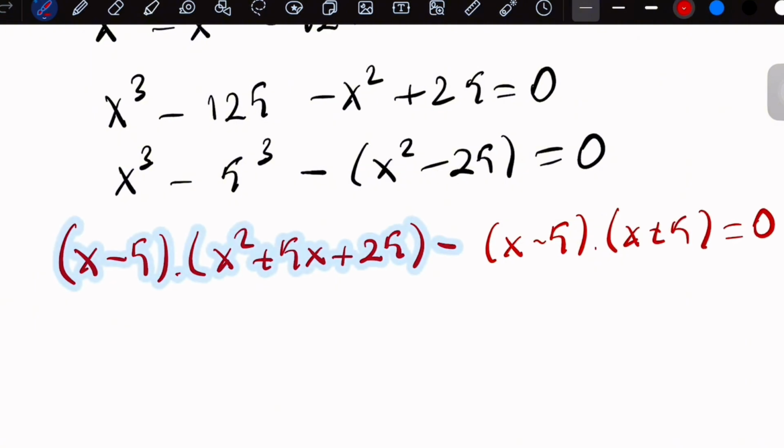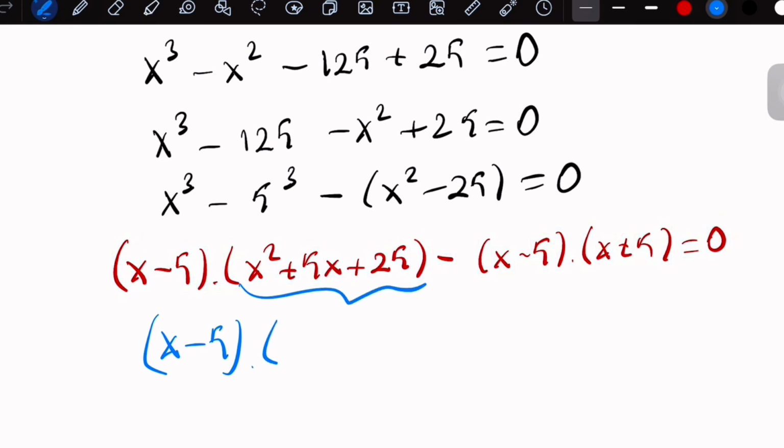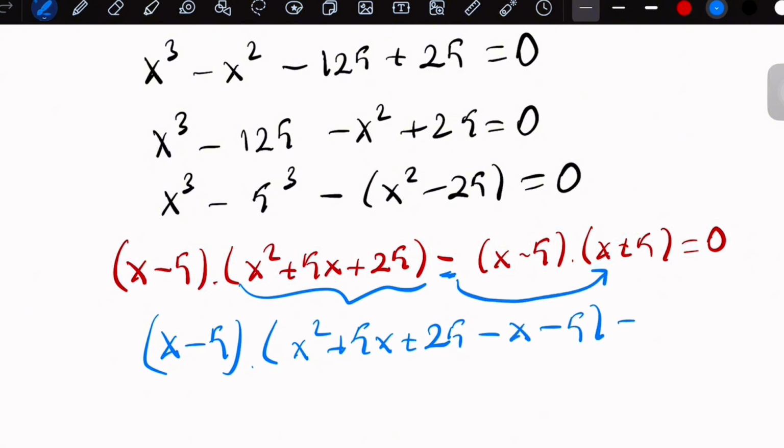Yes, we got it. What can I think about now? Look, this expression is the same here too. So these two expressions are common. So x minus 5 in parentheses, we can easily factor out. What will happen when we factor out x minus 5? This expression will come as x squared plus 5x plus 25. If you pay attention, there is a minus here. What should we do with this? We need to multiply by this expression: minus x minus 5 is equal to 0.